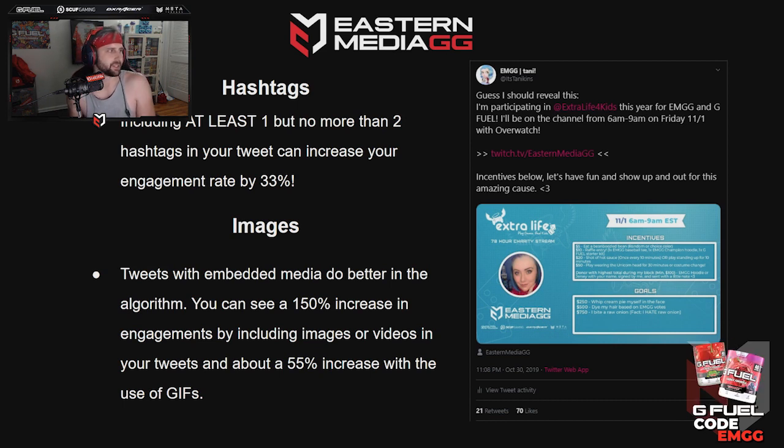Images is huge. Tweets with embedded media do better in the algorithm. That means images, videos, GIFs, any of that. It's actually a 150% increase in engagements. If you guys notice that I do tweet with videos or pictures a lot, that's why.